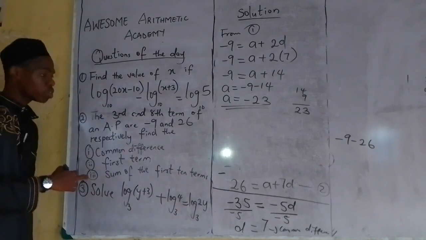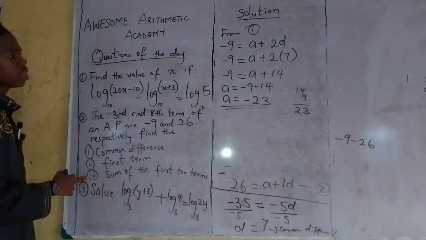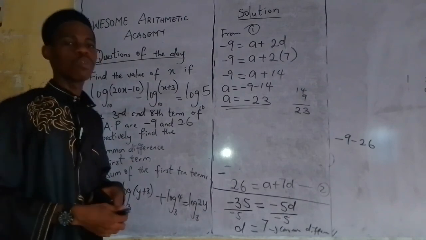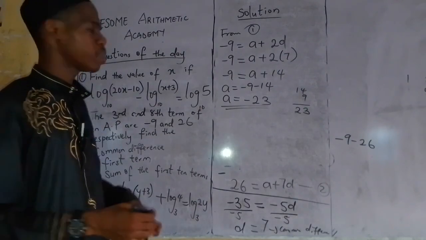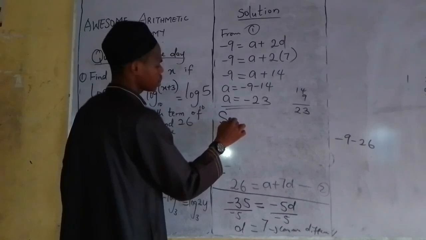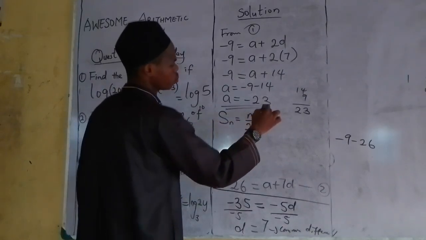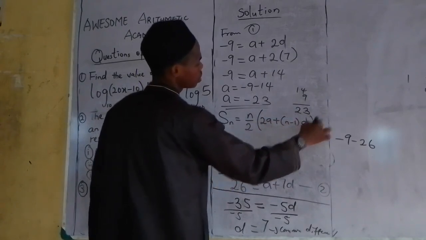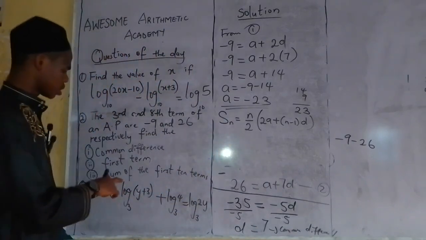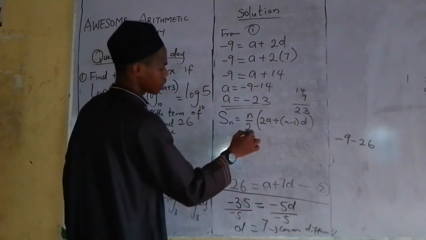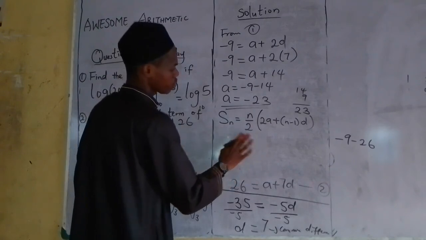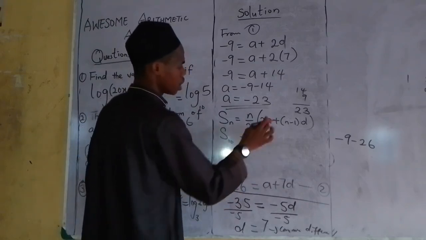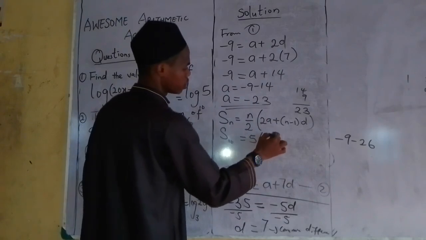Now, the third question says we should find the sum of the first 10 terms. That is, we are working with the formula for the sum of an AP now. And what is the formula? Sn is n over 2 in brackets 2a plus bracket n minus 1 d. What term are we working with? 10 terms. That will be 10 over 2. 10 over 2 will give us 5, so I can just put this as 5. S10 bracket 2a, you know it to be what? Minus 23.